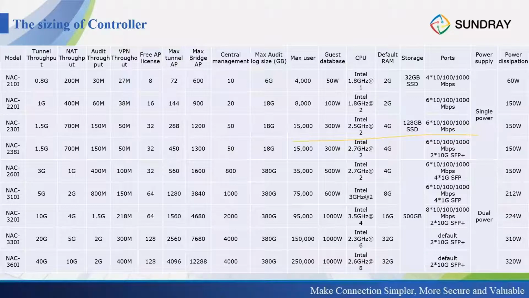So this table is very important. It's very helpful for us to do sizing. You can see the NAT throughput. For example, if we want to use our controller as the gateway of the whole network, you need to know that the NAT throughput of this controller is 200 Mbps. The audit throughput is 20 Mbps, 30 Mbps. The VPN throughput is 27 Mbps. I just put this table here; we won't go through it too much because we don't have enough time.